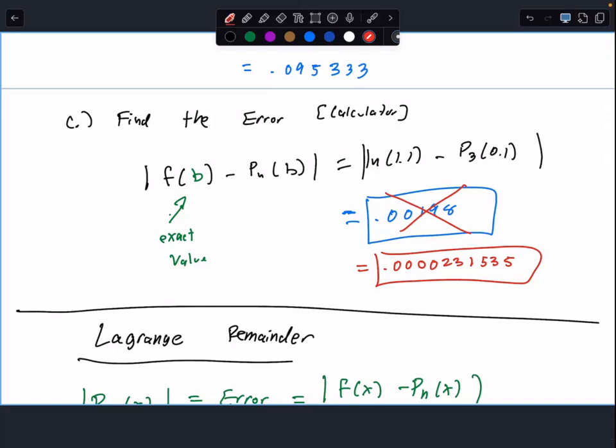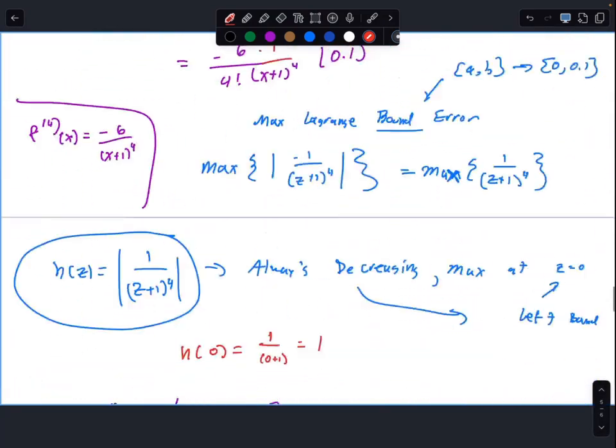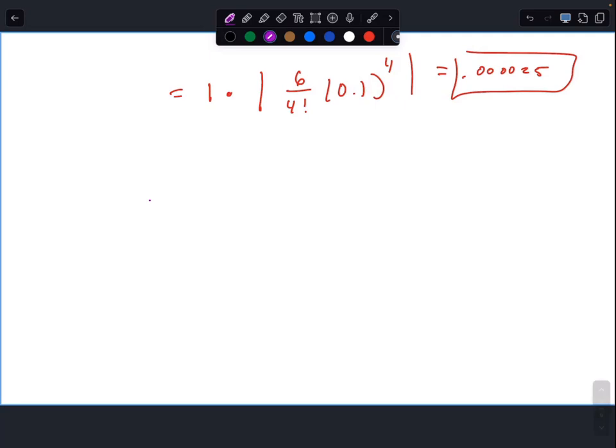All right, so the issue that I had from before was that when I found the actual error using the calculator, I did the calculator bad. This was the actual error, 0.000231535. So I was like, man, that seems too small of an error for a third degree. So yeah, that value was what was wrong here. And as we can see, the actual error must be less than the maximum Lagrange bound error. And it'll always say that.